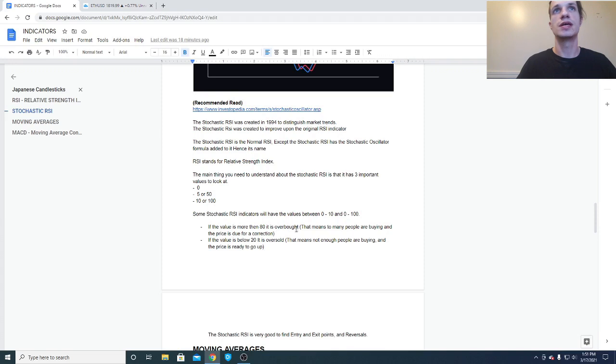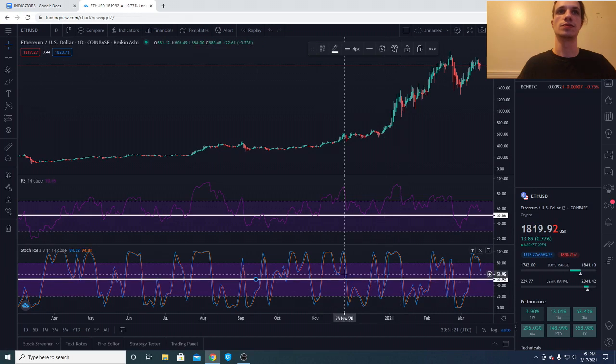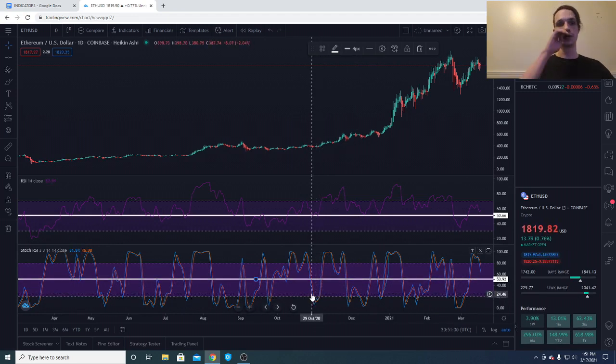If the value is more than 80, it's overbought. This means many people are buying and the price is due for correction. If it's below 20, that means not enough people are buying and the price is ready to go up. Alright, so we have our 50 line, our center line. It doesn't exactly tell you the trend on this. It's generally just buy and sell signals.